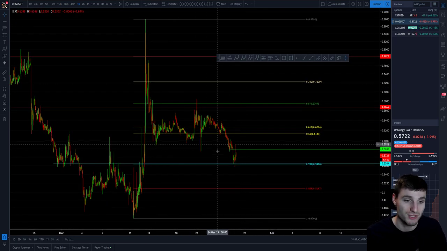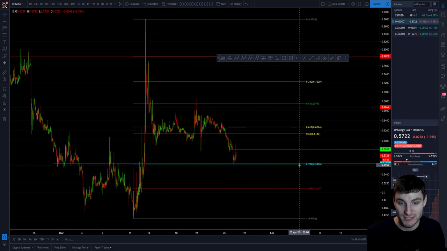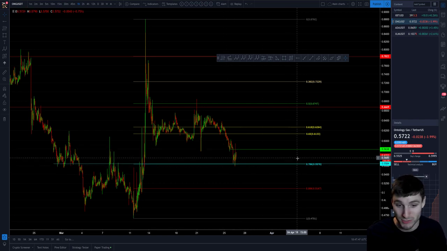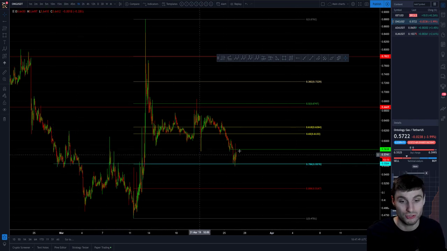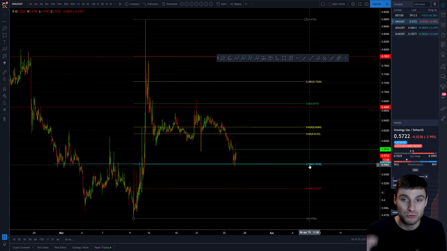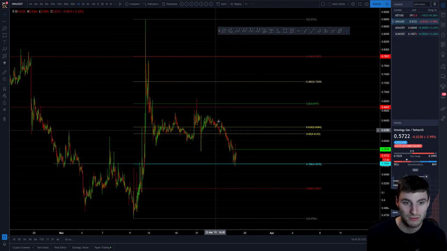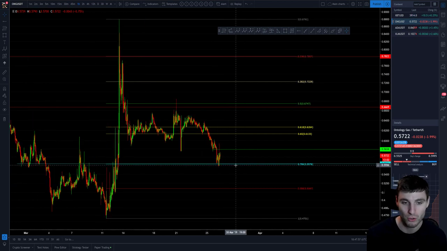So what do we have on this horizontal support? We also have the 786 Fibonacci. So perfect. Strong horizontal lining up with the 786 equals trade. This was a 5% gain in about 1 hour. The trade I was looking at was about 1 hour long.